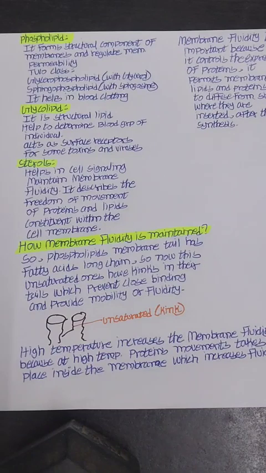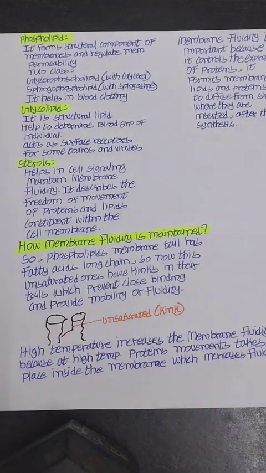The other class is glycolipids. Glycolipids are also structural lipids. They help to determine the blood group of individuals. They act as surface receptors in the cell membrane. They act as surface receptors for some toxins and viruses, and as viruses also contain a membrane, they act as surface receptors in these viruses and toxic materials.